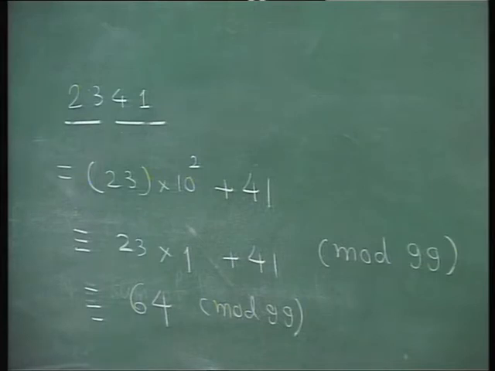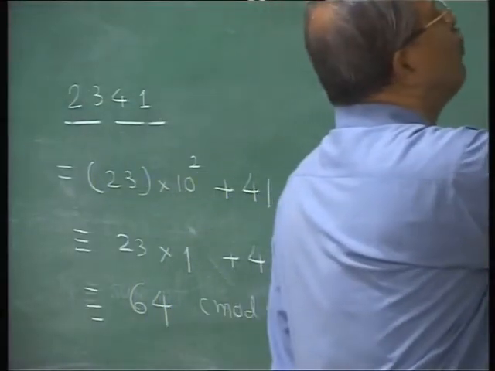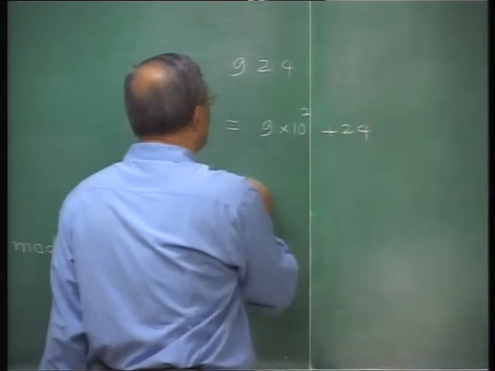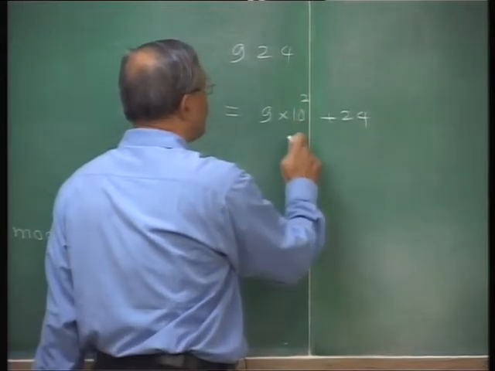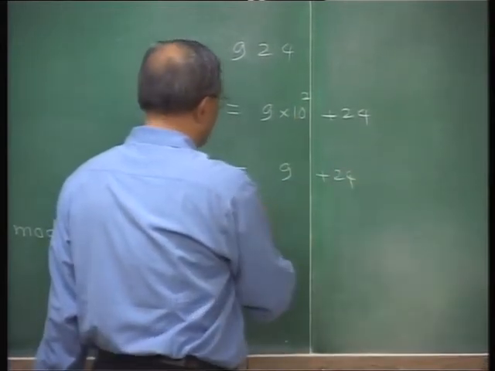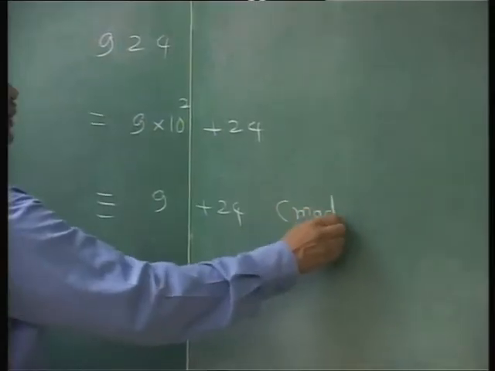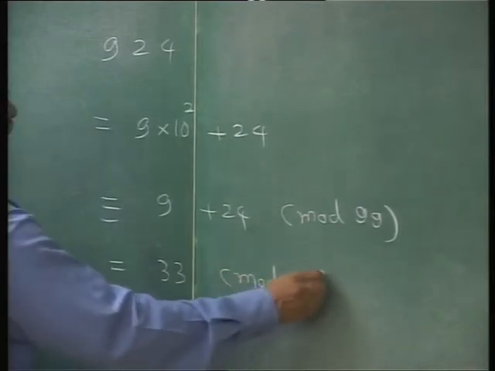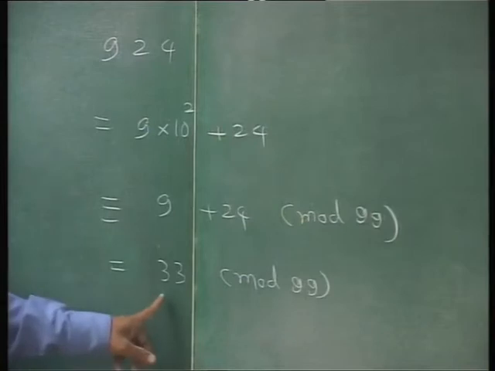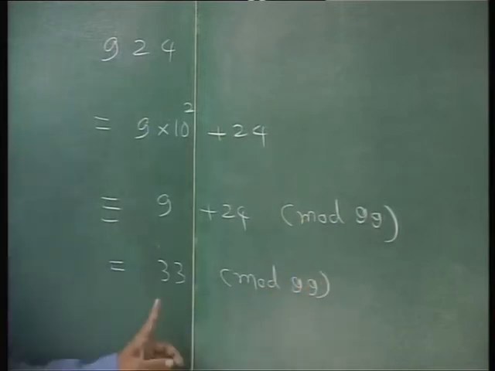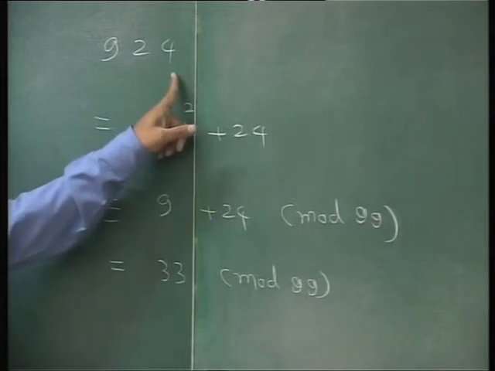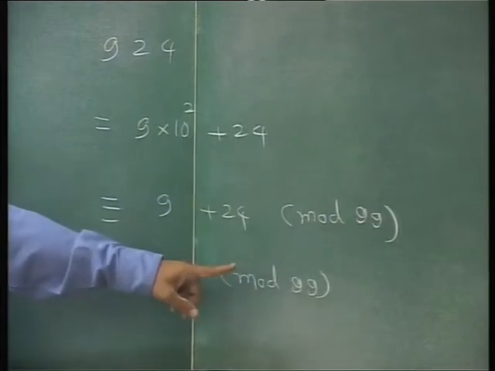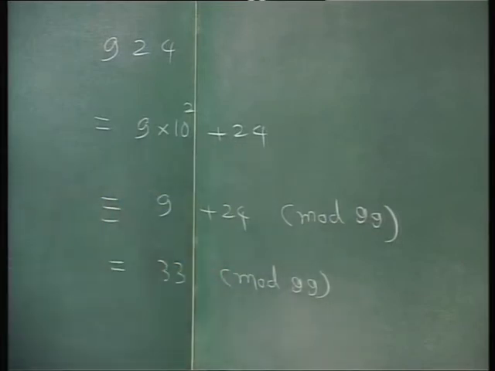If you look at this number 924 that we considered, we can write 924 as 9 into 10 square plus 24, which is congruent to, now 10 square is congruent to 1, so 9 plus 24, mod 99, and this is 33 mod 99. The conclusion is, look at various divisors. 3 divides 33, therefore 3 divides this. 11 divides 33, therefore 11 divides this. You get a test immediately for all factors of 99.